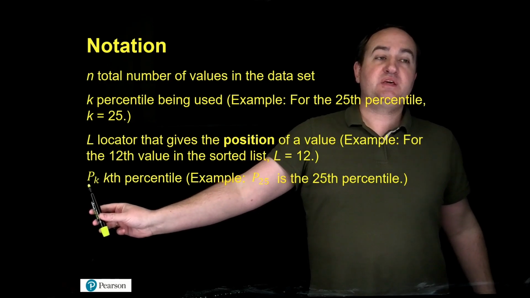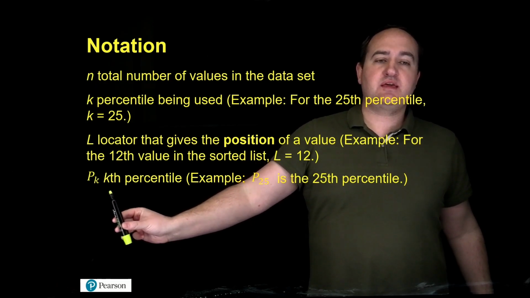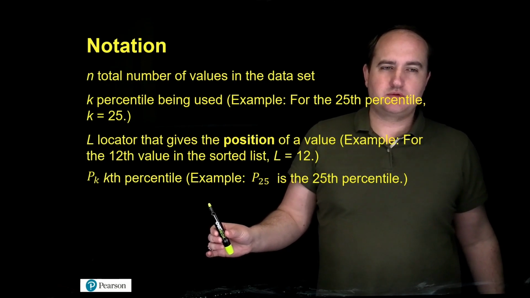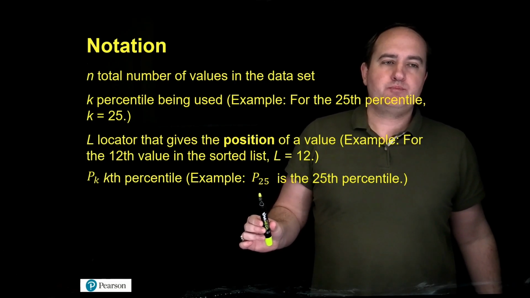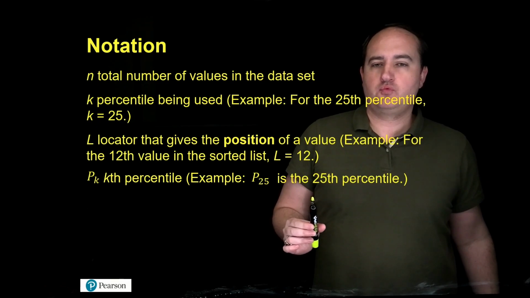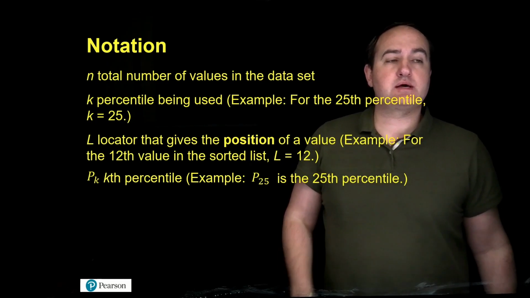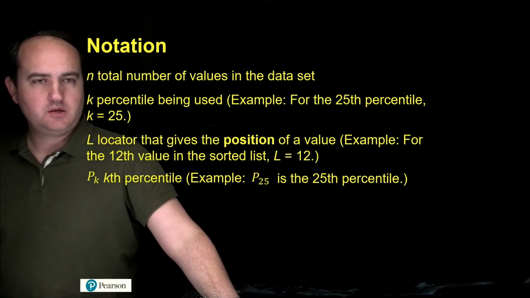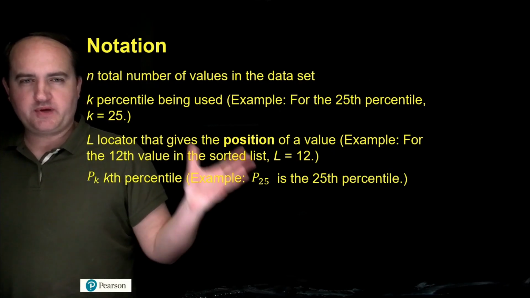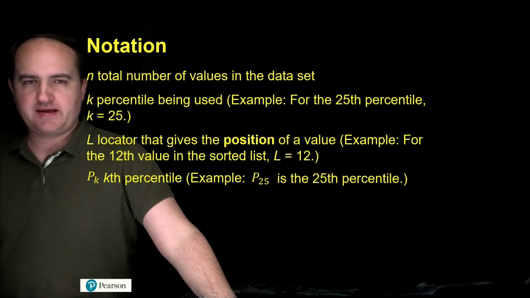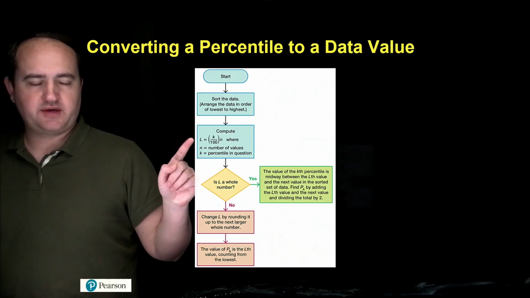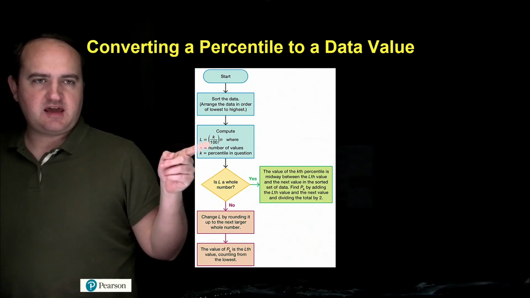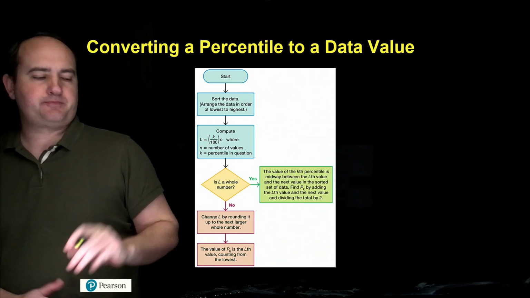And then P sub K is going to be the kth percentile. We talked about this notation last time, but for example, P sub 25 would be the 25th percentile. So we can return to this page, but hopefully that helps a little bit with this locator formula. So the formula is L equals K over 100 times N.